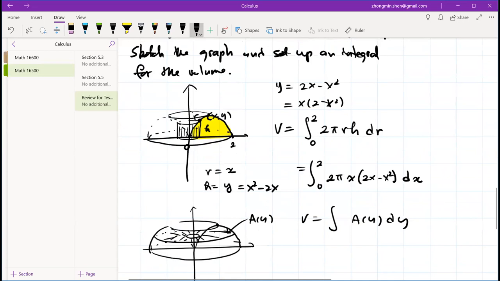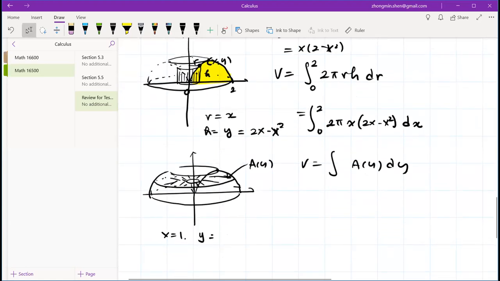Just the function, I changed the function. It's 2x minus x squared. All right, so here y equals 2 times 1 minus 1 squared equals 1. So that's the highest point. Okay, 1 is the highest point.